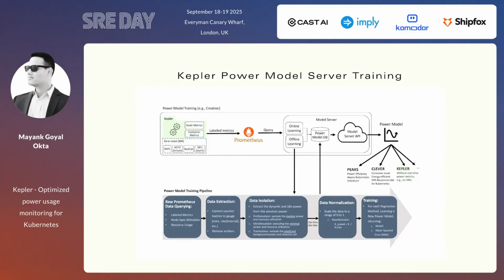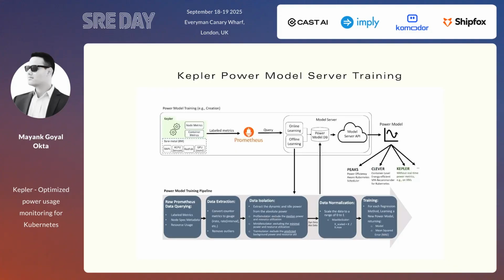In that, Kepler has the labeled metrics. It exports them on port number 9102, they get to Prometheus, and Prometheus queries them, and then we have the model server. In the model server, firstly we get the raw Prometheus data, and then we do the data extraction. Data extraction is like removing the outliers, and then we convert the metrics to gauge metrics, and then we have the data isolation. Like I mentioned, it extracts the idle versus the dynamic power from the absolute power, and then it normalizes the data, and finally it trains the model.